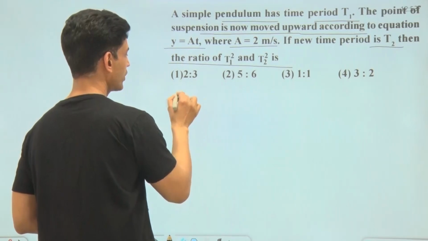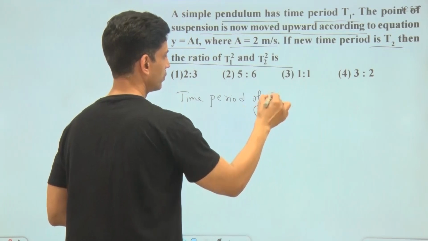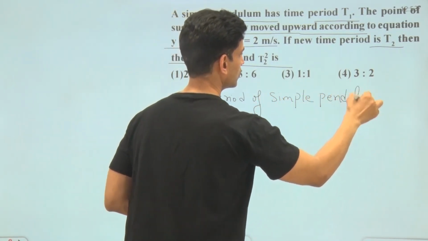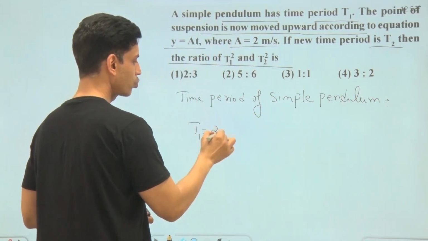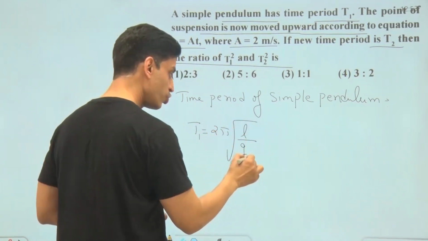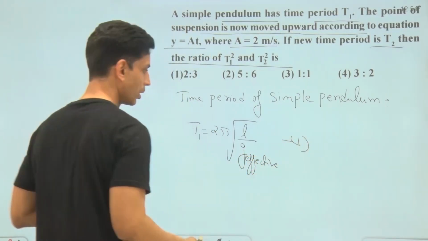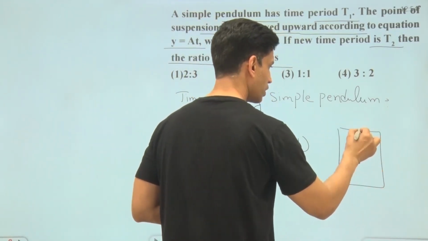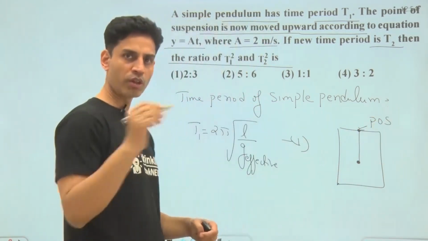So first of all, the time period of a simple pendulum is given as T1, it is 2 pi under root of L by G. Rather, I should write it as G effective. This is first given. Now, this is the simple pendulum. Now, this is the point of suspension, POS is point of suspension.